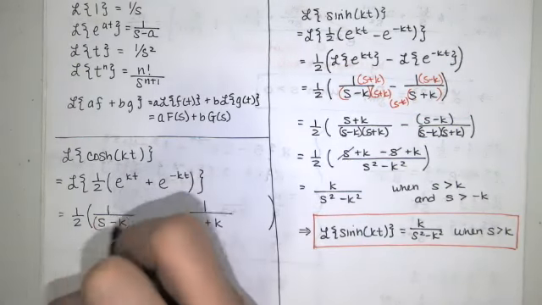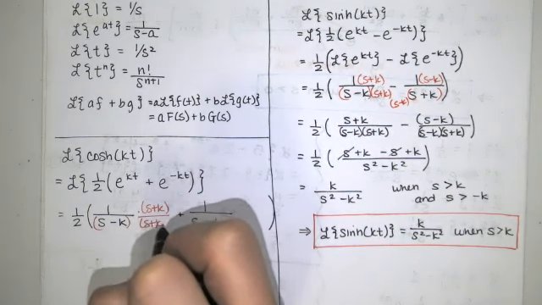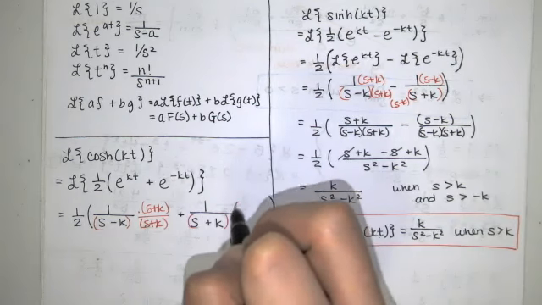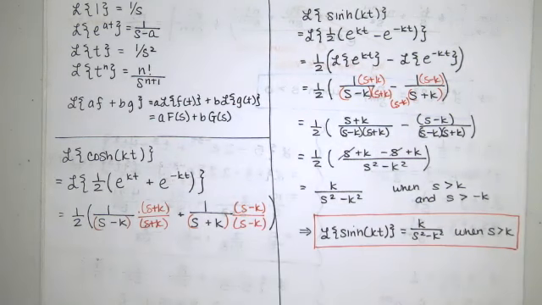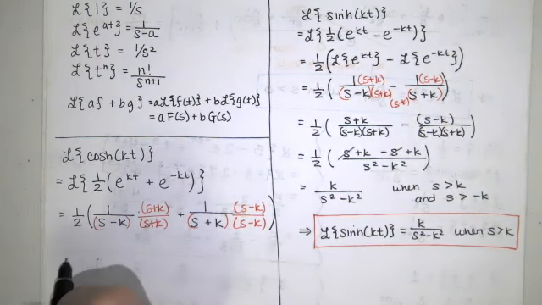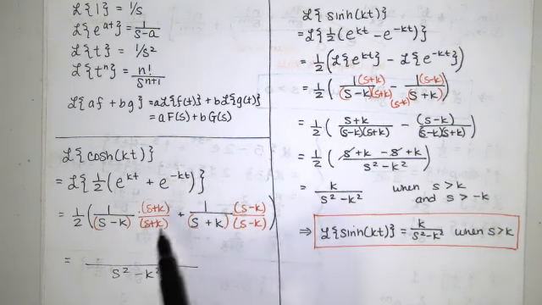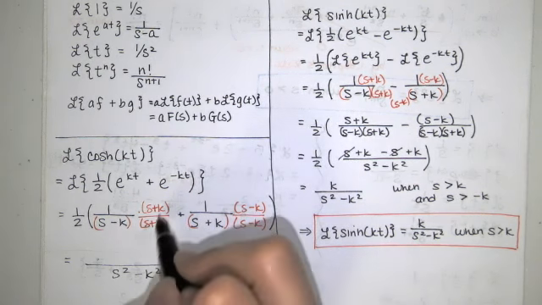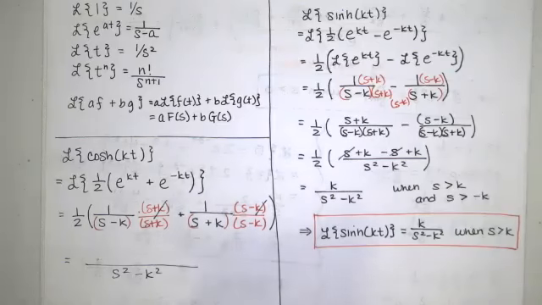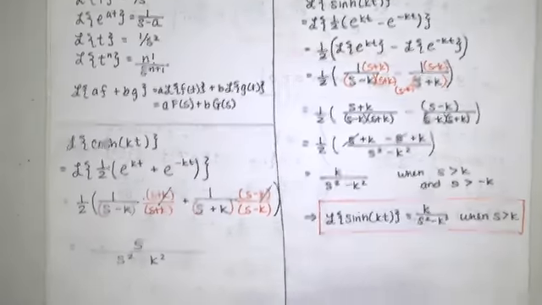And then I multiply this fraction by s plus k over s plus k, and I multiply this fraction by s minus k over s minus k. And watch what happens. Now we have the same denominator. So we'll have s squared minus k squared if we distribute. And then I'll have s plus k plus s minus k. The k's will reduce and we'll have 2s in the numerator. 2s times 1/2 is going to be a single s.